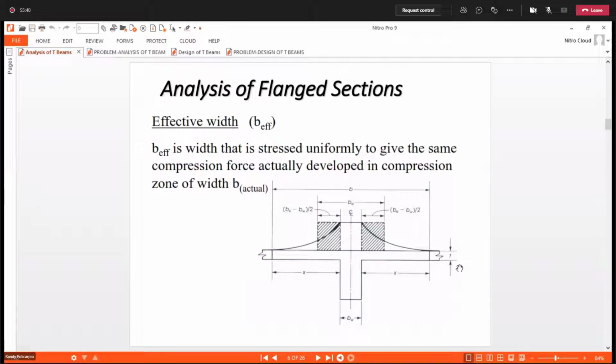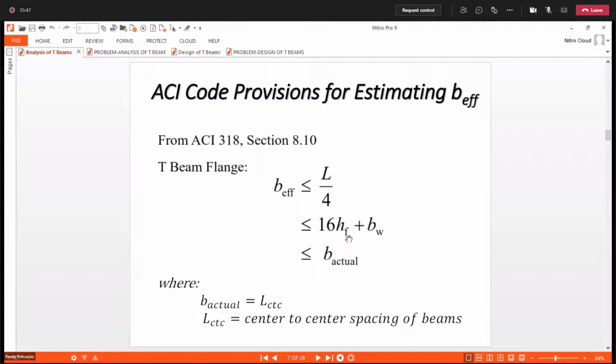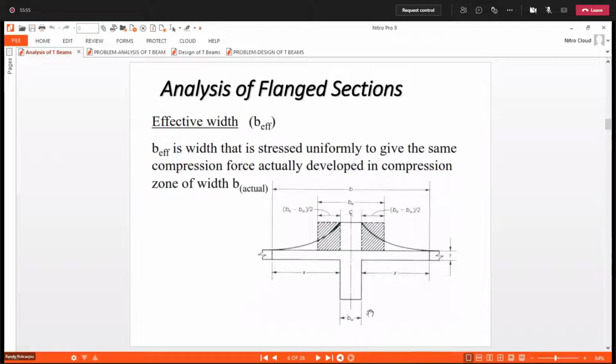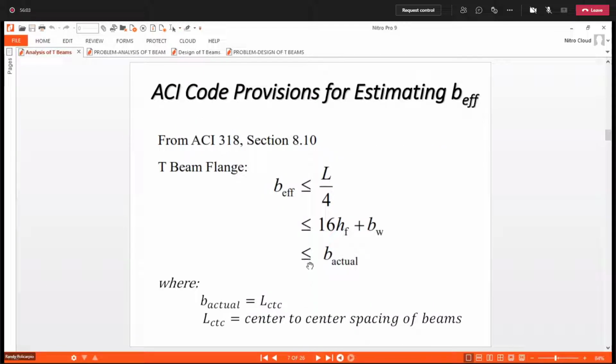Okay, so dito ang designation kasi natin T, no? But it's actually the thickness of the flange. Then plus BW. BW is the width of the web, no? Ito. Okay, itong web natin. So, yun yung another criteria, no? Then another criteria, it must be equal or less than B actual.